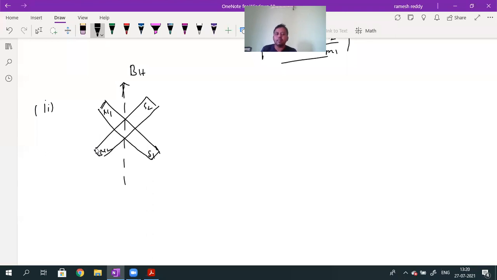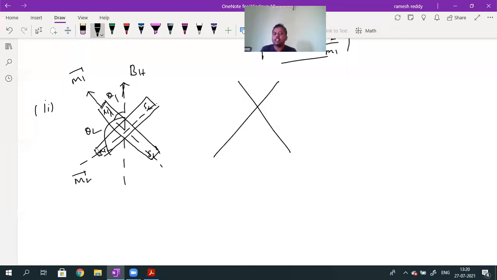Now, what is the magnetic moment of this bar magnet? This is the magnetic moment of the second bar magnet, and this is the magnetic moment of the first bar magnet. The magnetic moment of the first bar magnet I will call M1 bar, and of the second bar magnet M2 bar. M1 bar makes an angle theta1 with BH, and M2 bar makes an angle theta2 with BH.